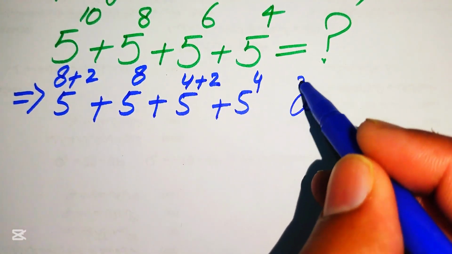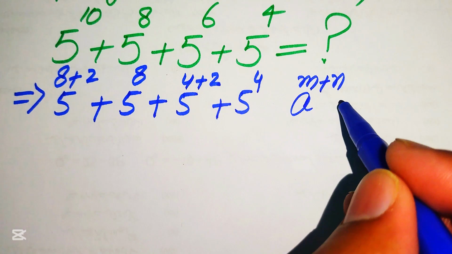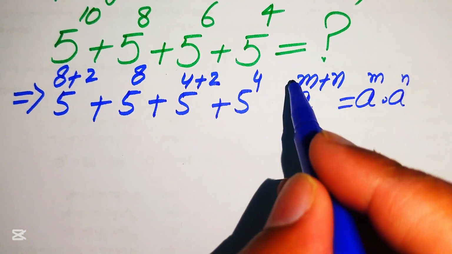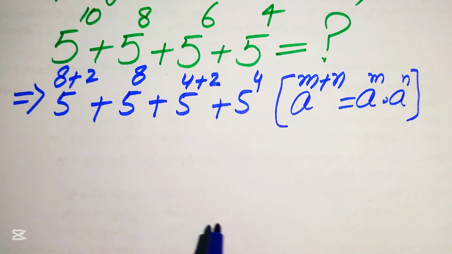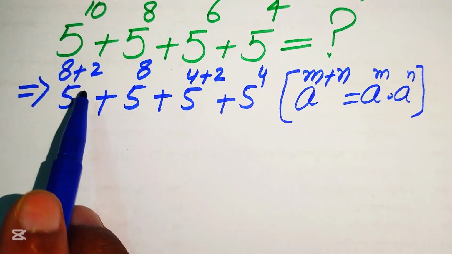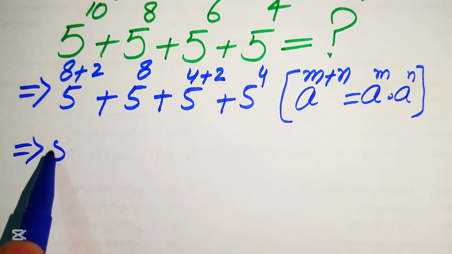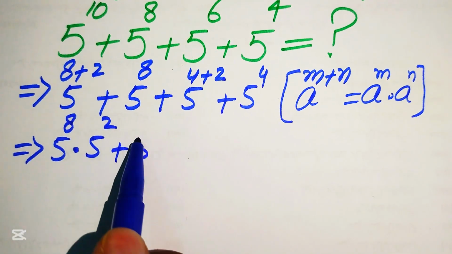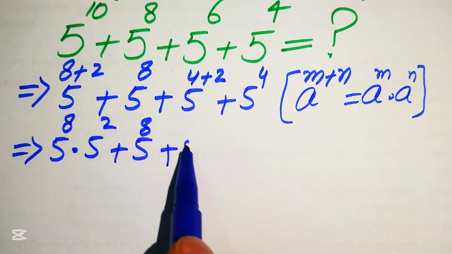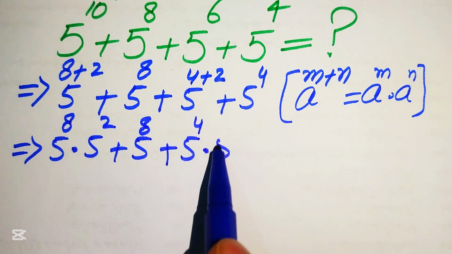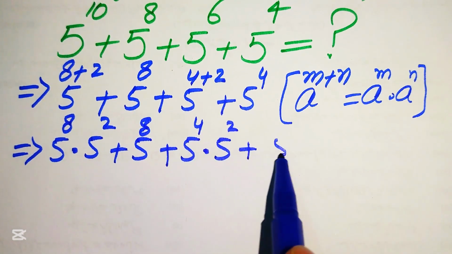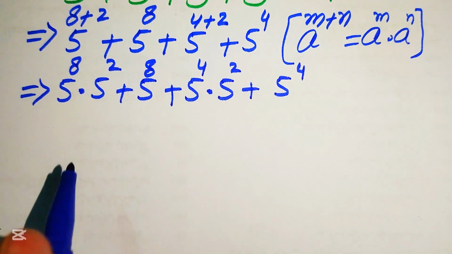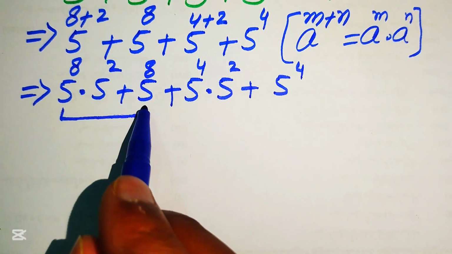You know that if we have a to the power of m plus n, it is equal to a to the power of m multiplied by a to the power of n. So according to this exponent law, we will break the exponents of these terms and it will be written as 5 to the power of 8 multiplied by 5 square, plus this is 5 to the power of 8, plus this is 5 to the power of 4 multiplied by 5 square, plus this is 5 to the power of 4.